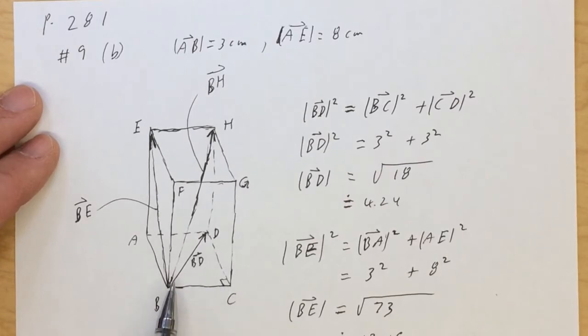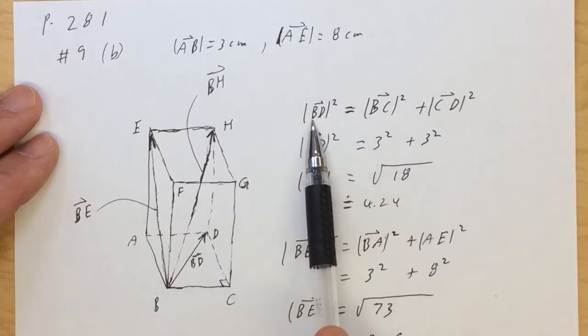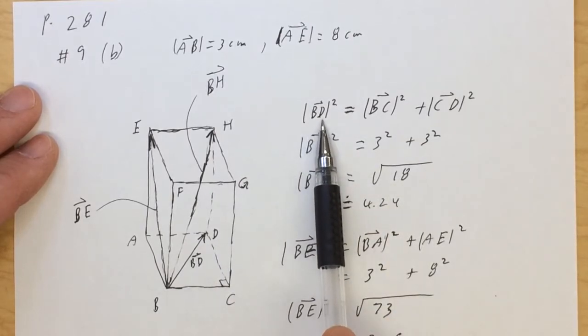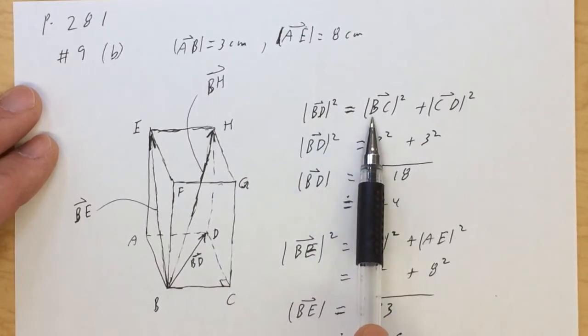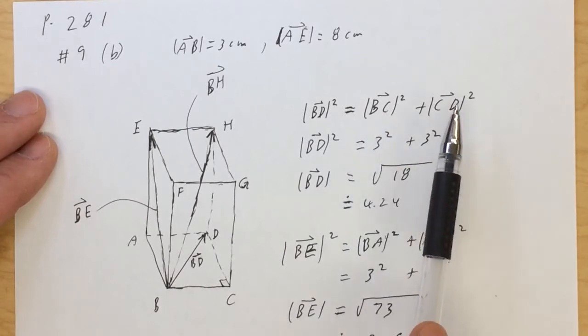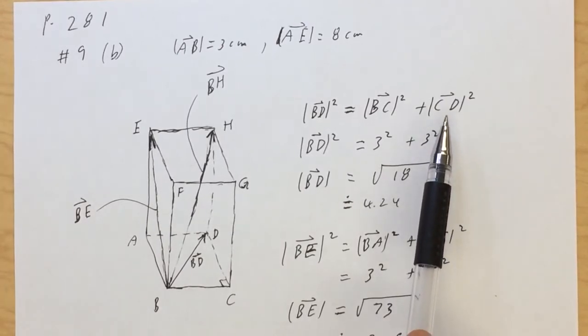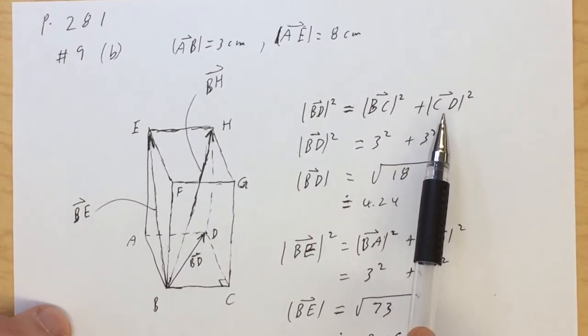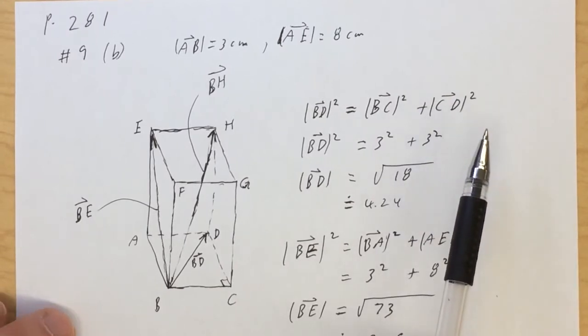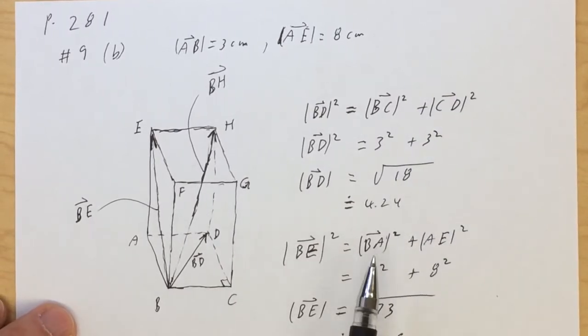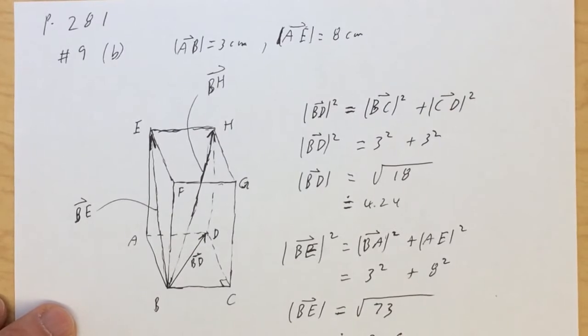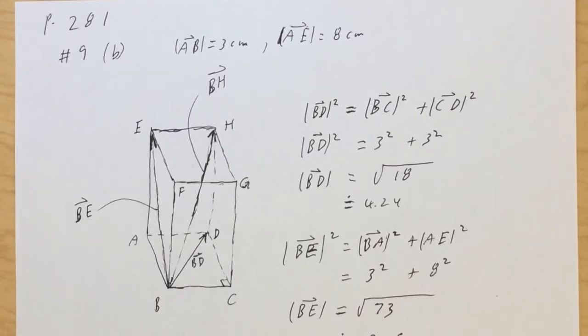Okay, so you're going to use Pythagorean theorem here with BC and CD, which is right here. So magnitude of BD squared is equal to the magnitude of BC squared plus the magnitude of CD squared. Okay, so when you're working with vectors, you need to use vector notation. So you can't just sub in here Pythagorean theorem and just be sloppy with it. You have to write it out with the vector language.